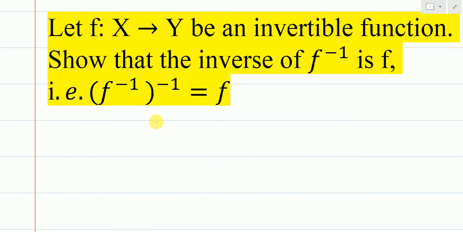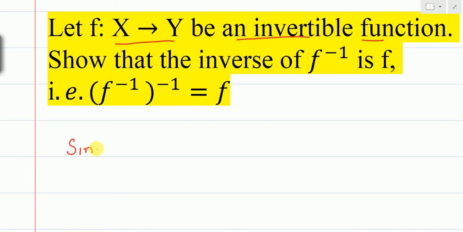Based on the previous question, now we can generally prove that the inverse of F inverse is equal to F. Let F from X to Y be an invertible function. Show that the inverse of F inverse is F. That is, F inverse whole inverse is equal to F.